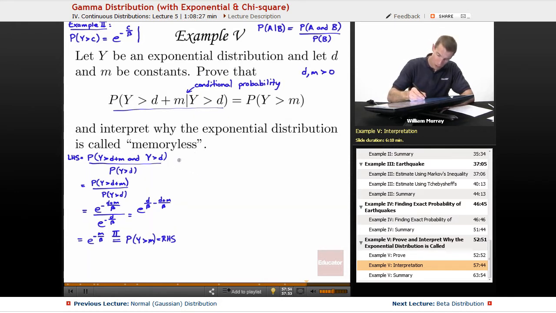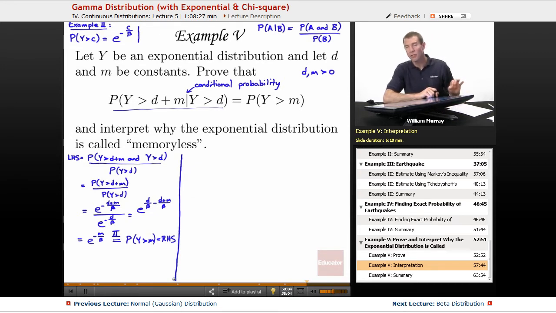I certainly know that this equation is true, and now I have to think about what it really means. Remember, the exponential distribution measures the waiting time until some random event occurs. An example I used earlier was some unpredictable event. Sometimes it happens and you never really know when it's going to happen. So the example I picked was your car being stolen.